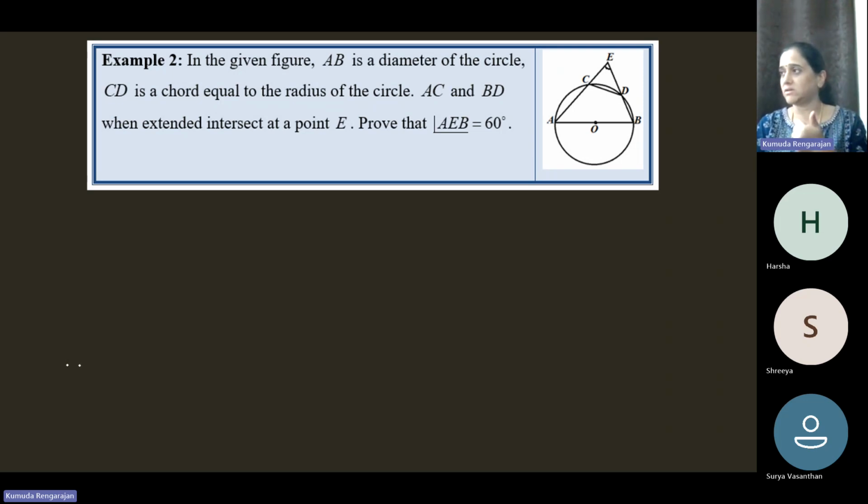One is angle in a semicircle is a right angle. And then the angle made by an arc at the center is double the angle made by the same arc at any point on the remaining part of the circle.